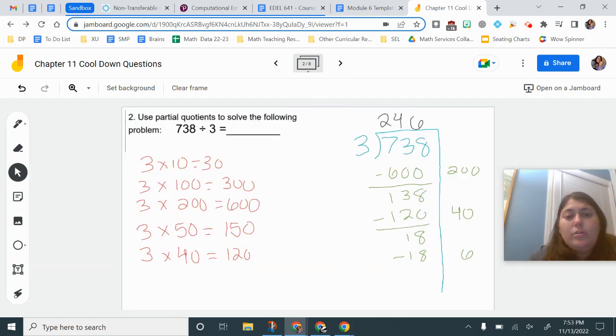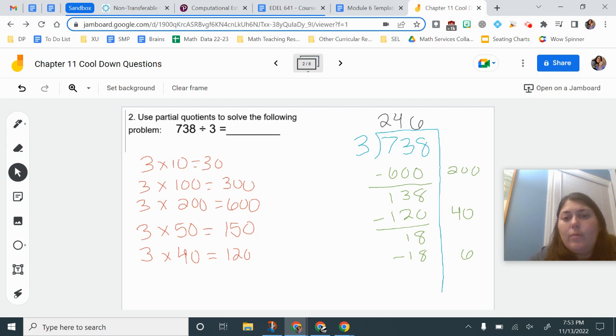Moving on to partial quotients. So actually the first step is over here on the left, where I'm just laying out, okay, what do I know about 3? I know 3 times 10, I know 3 times 100, I can figure out 3 times 200, 3 times 50 would be half of 300. So just getting a few of those things that I do know.